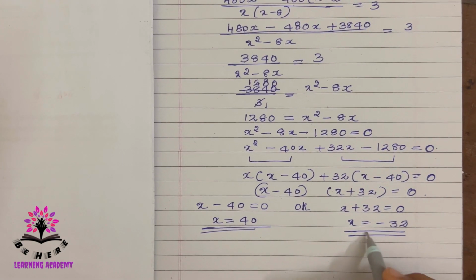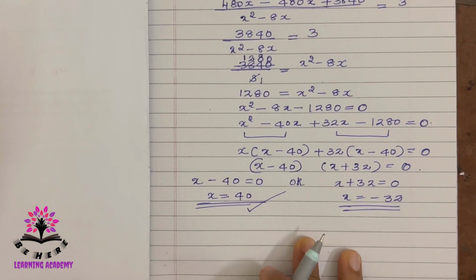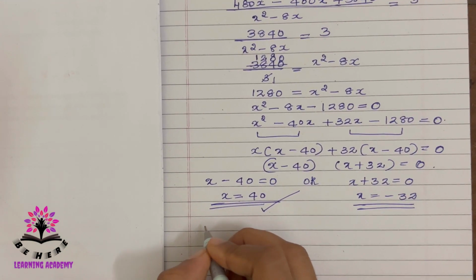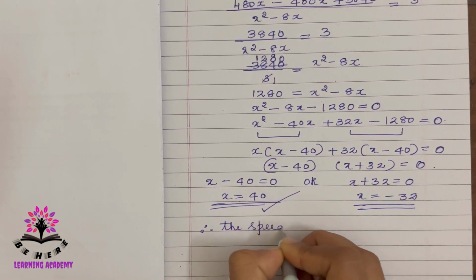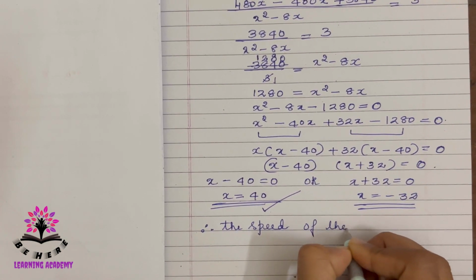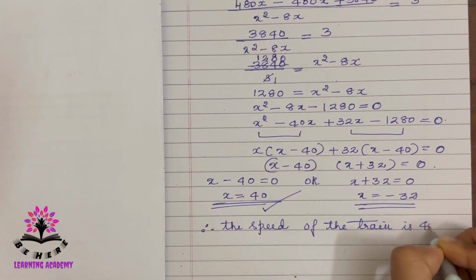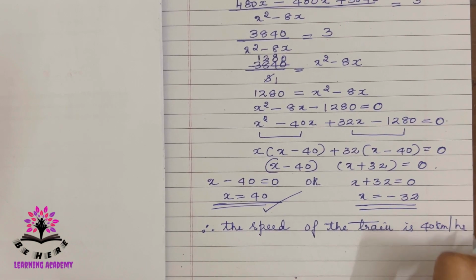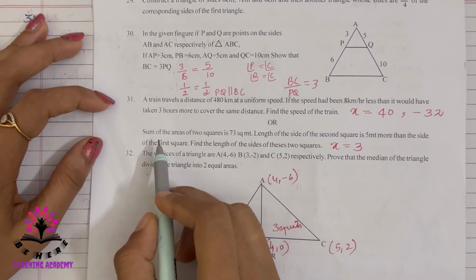So here it is negative, so we need to consider this as the answer. So I can write this as, therefore the speed of the train is 40 km per hour. That's the answer. So here there was one more question.